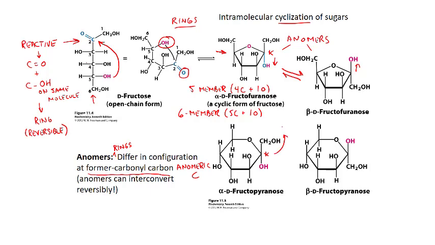It's easy to spot the anomeric carbon in any ring because it's the only carbon that is bonded to 2 oxygens. And so you can see that this carbon is bonded to that oxygen and to that one, so it's the anomeric carbon.